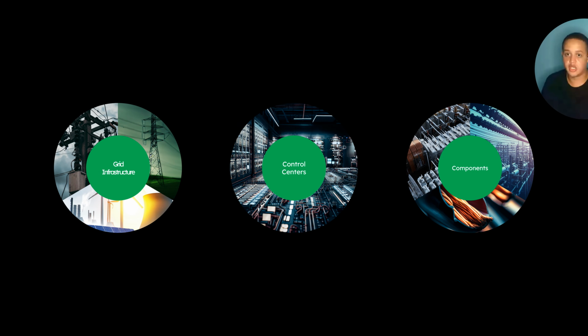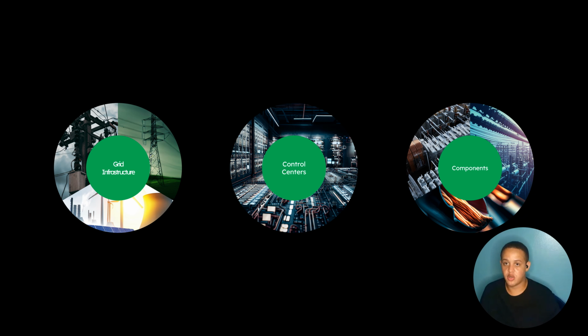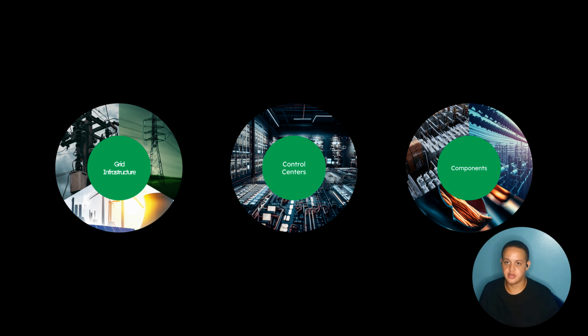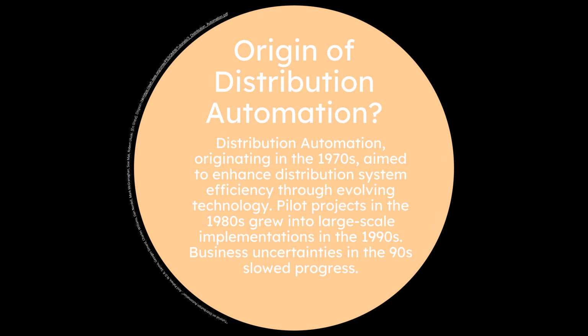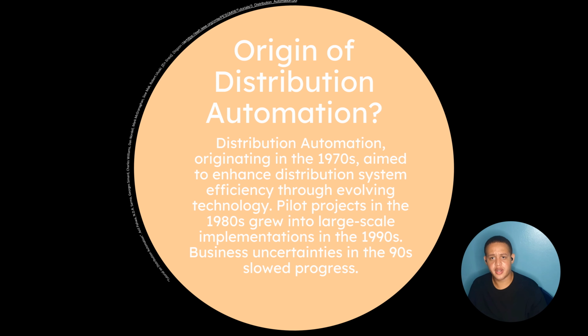To truly implement distribution automation, we need to take into consideration the grid infrastructure, the electrical components, and the control centers. Since when is distribution automation a thing? It began in the early 20th century with the introduction of automatic switches and relays.